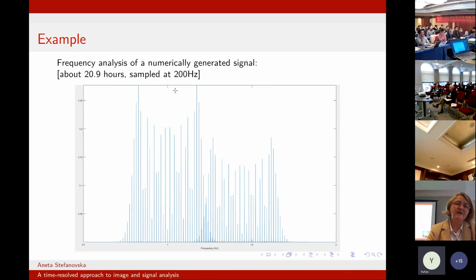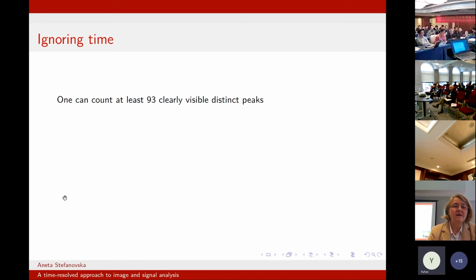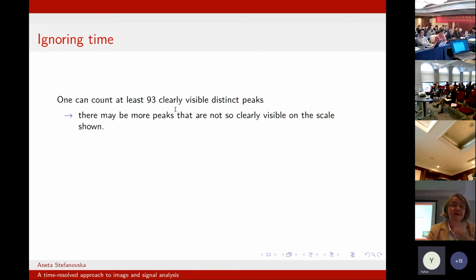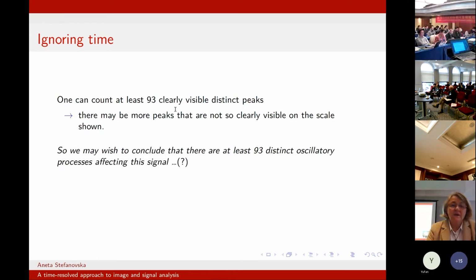In this case, it's sampled at 200 Hertz, but this information is not relevant for the time being. Here is frequency and here is amplitude. We see a case where one can count at least 93 clearly visible distinct peaks. There may be more peaks that are not so clearly visible on the scale shown. One of my collaborators was pedantic enough to count 93, but maybe there are more.